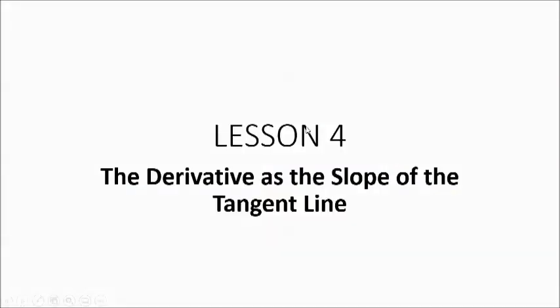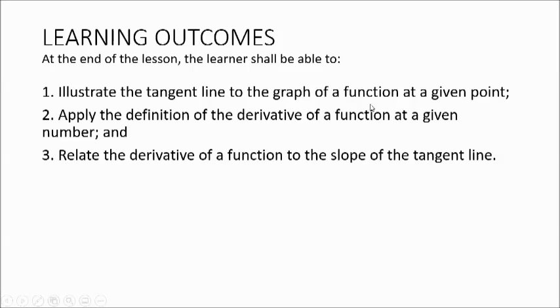So lesson 4 is about the derivative as the slope of the tangent line. So ito yung mga learning outcomes natin. At the end of the lesson, the learner shall be able to illustrate the tangent line to the graph of a function at a given point, apply the definition of the derivative of a function at a given number, and relate the derivative of a function to the slope of the tangent line.